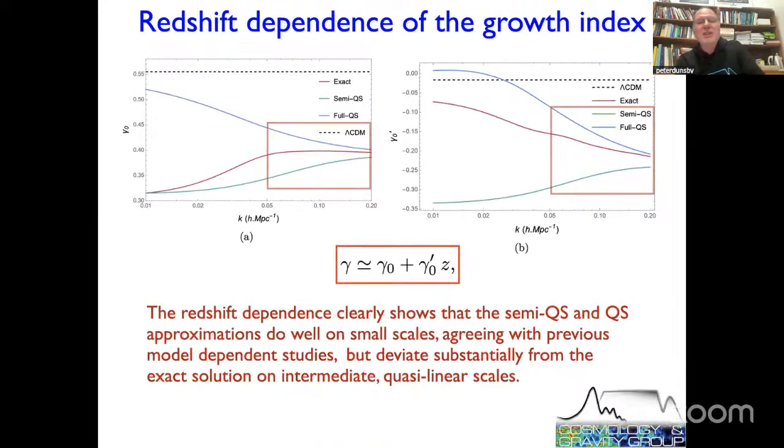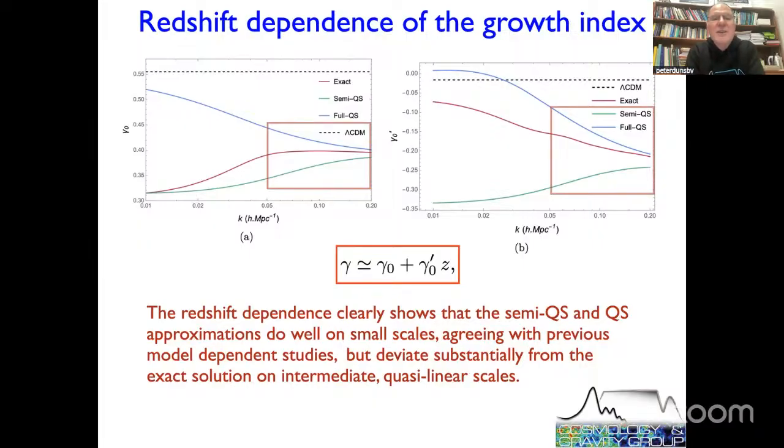Another illustration of this is in looking at the redshift dependence of the growth index. Here we have essentially parameterized gamma. We've done a first-order series approximation of gamma, where we just include the linear term in redshift. And we've got plots here of gamma naught and gamma prime, the derivative of gamma.